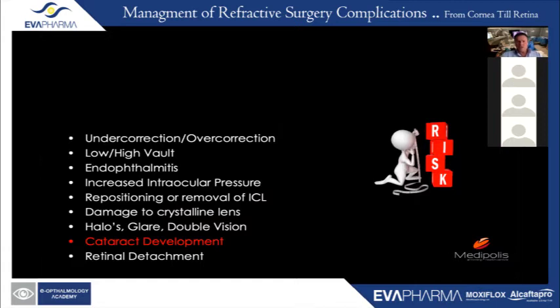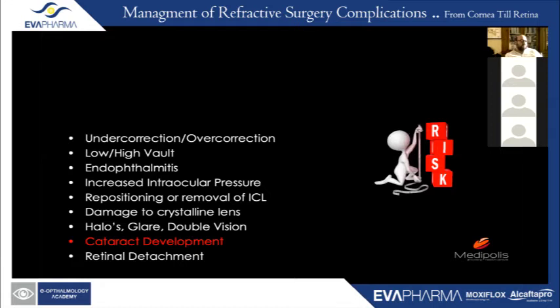I already told you that with the introduction of the Aquaport, I see lower vault as well. I'm following for the moment 23 eyes with a vault of less than 100 micron and a follow-up of more than 4 years in all of those 23 eyes. I do not see changes in the natural lens.